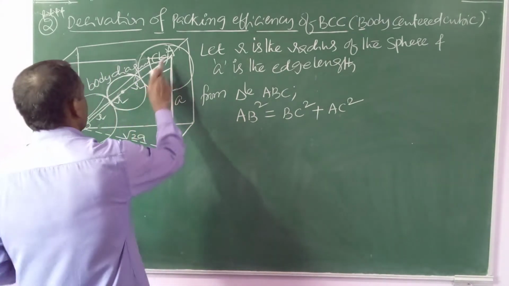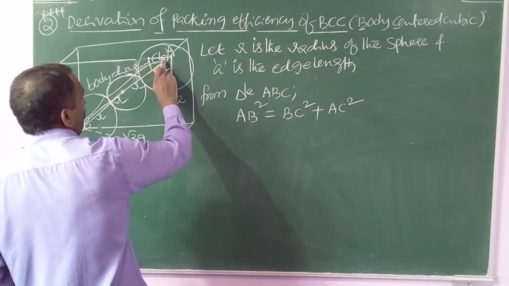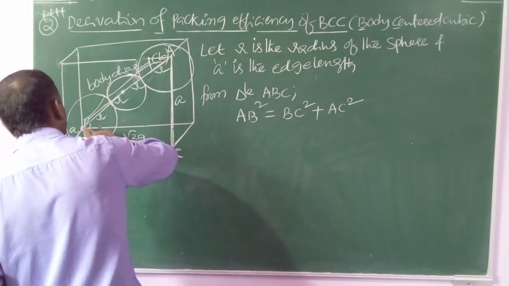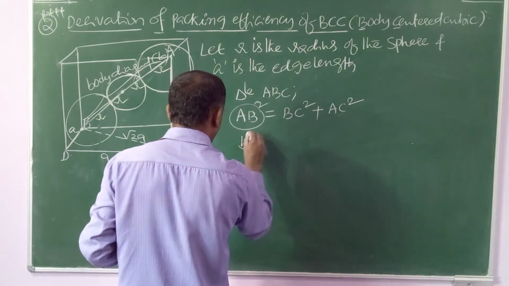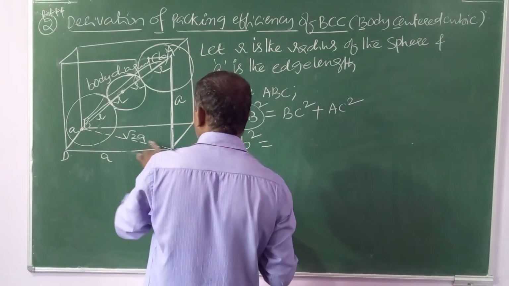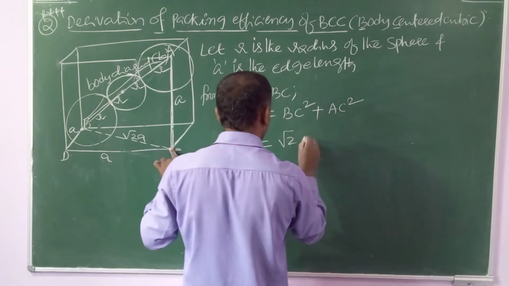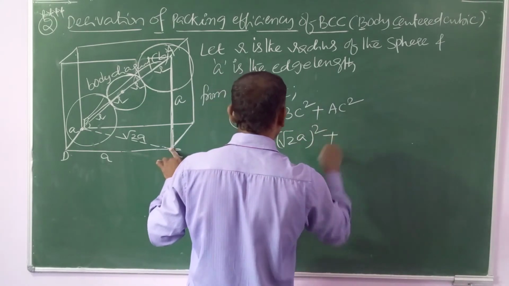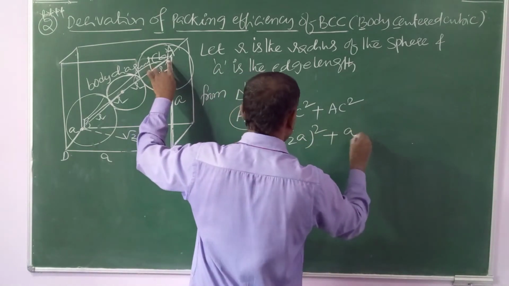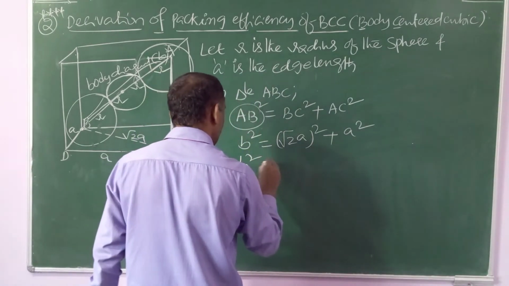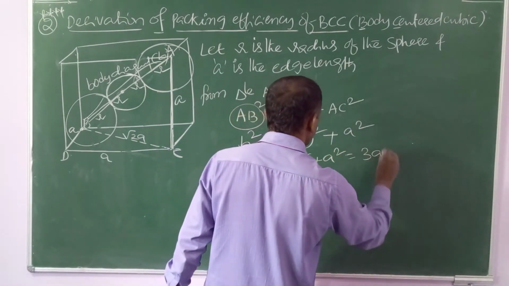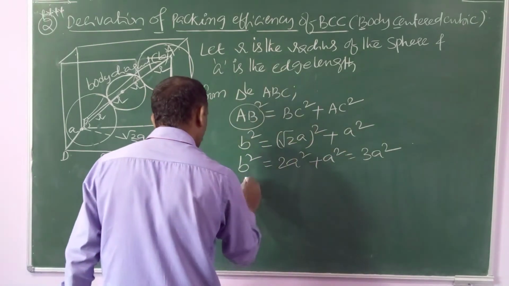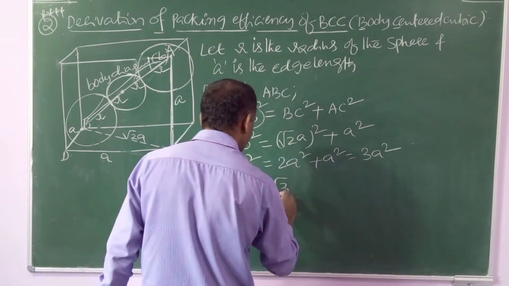AB square. This AB is nothing but the body diagonal, represented by B. Therefore, in case of AB, B square equal to BC square, what? Root 2A whole square, plus AC square, what? A square. Therefore, B square equal to 2A square plus A square, that equals 3A square. Or B equal to root 3A.